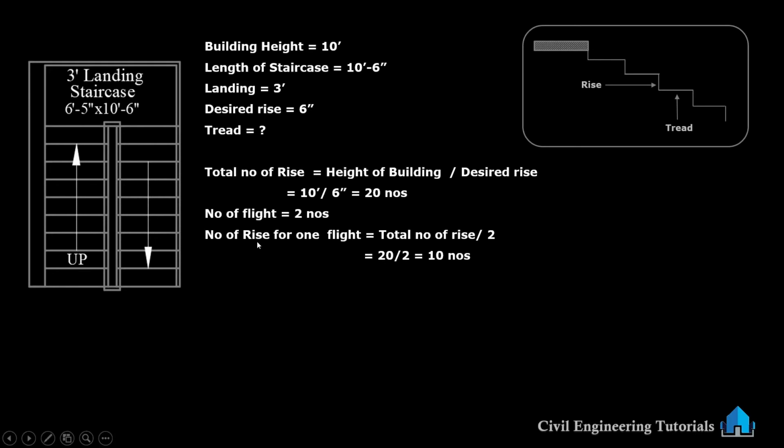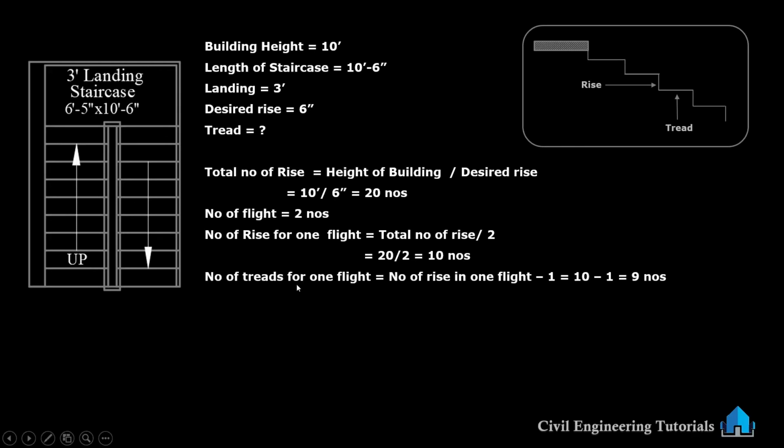Now we are calculating the number of rise for one flight. One flight means here to here. We are not taking the landing. Landing itself is a tread. We are considering landing as a tread, so we are not taking the landing here. One flight means here to here. So in this case, number of rise for one flight is 10 numbers. See, 1, 2, 3, 4, 5, 6, 7, 8, 9, 10. This side also, 1, 2, 3, 4, 5, 6, 7, 8, 9, 10. Number of rise for one flight, 10 numbers.